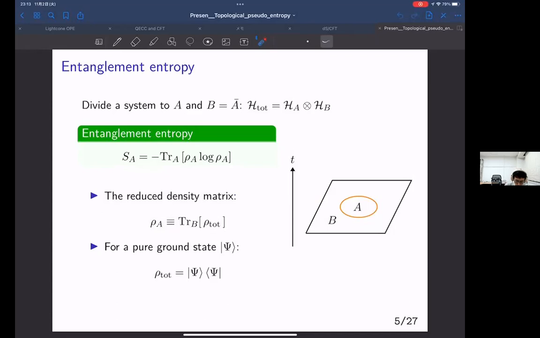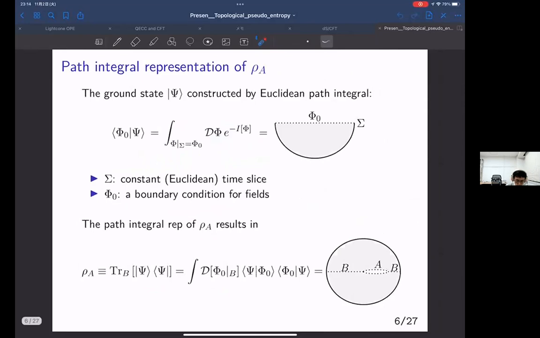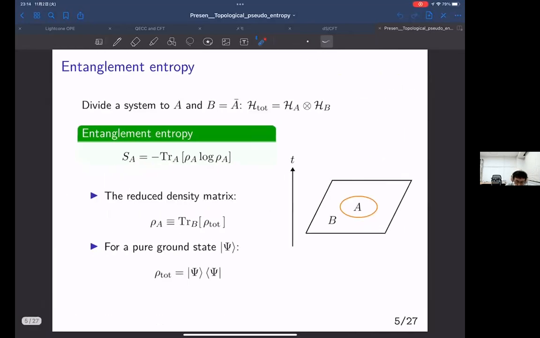In most cases, we only consider the pure ground state. So the total density matrix is given in this form, where psi is the ground state. But this form is kind of tricky because there appears a log of the density matrix. So it's going to be easier to use a generalization of entanglement entropy, called Renyi entropy, but I will introduce it later.